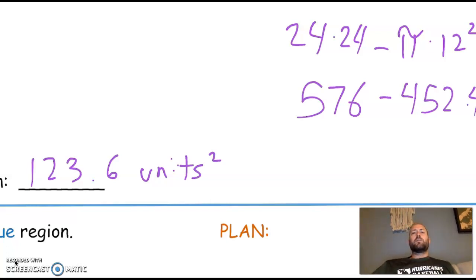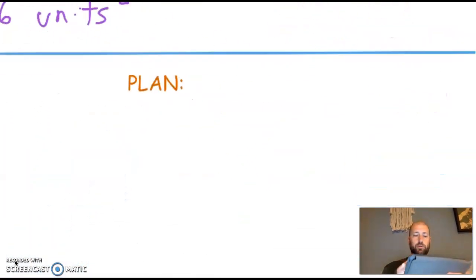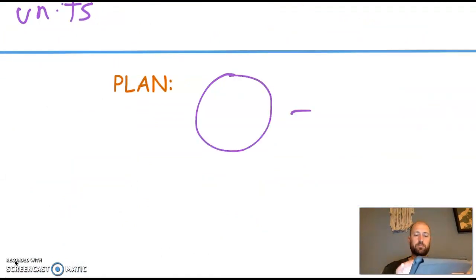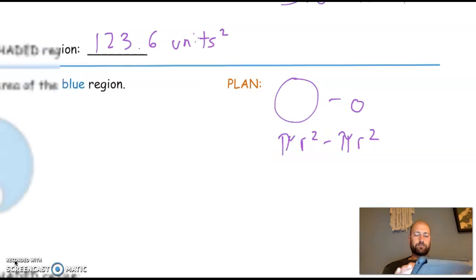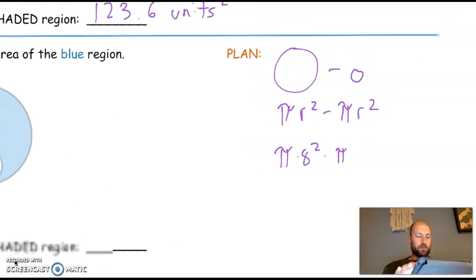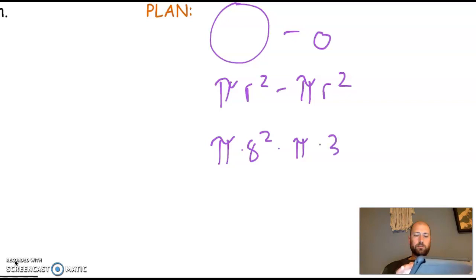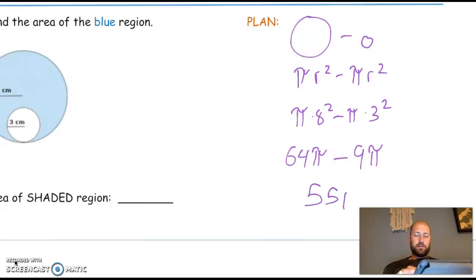Okay. Hopefully you're getting used to this. Find the large figure, find the small figure, and then we're going to subtract. Okay. This one, 2 circles. So here's my plan. Big circle minus small circle. They're both the same. Pi r squared minus pi r squared. What is the radius of the big one? It's 8. Pi times 8 squared. Small one, what is the radius of that? 3. Pi times 3 squared. 8 squared is 64. 3 times 3 is 9. 64 minus 9 is 55 pi.